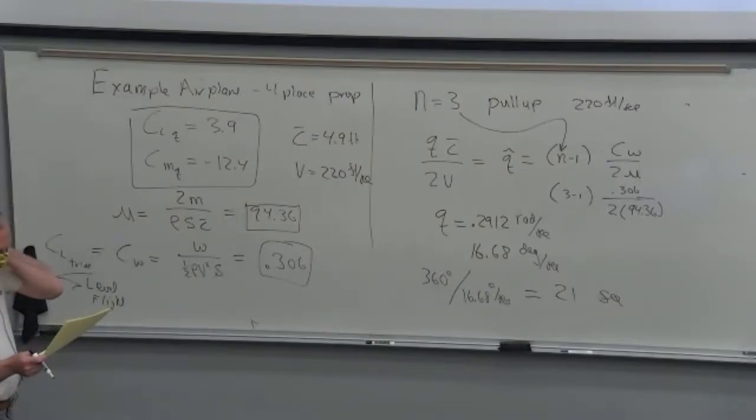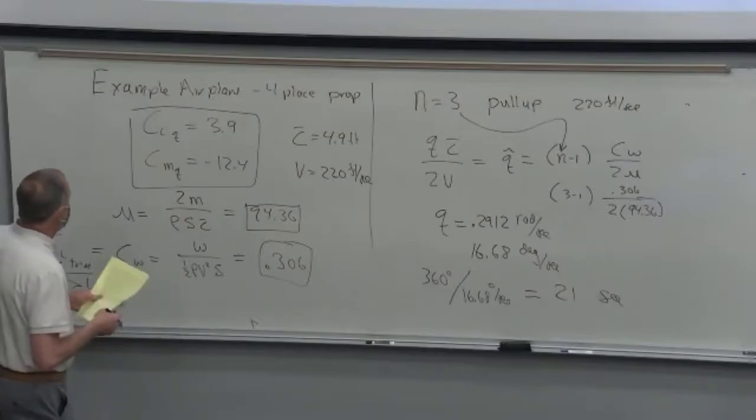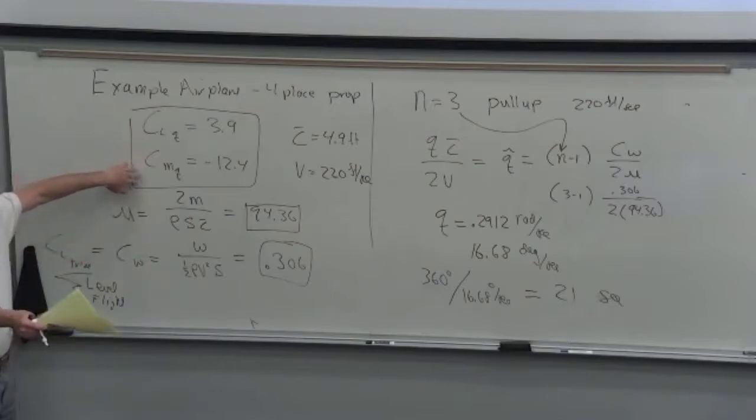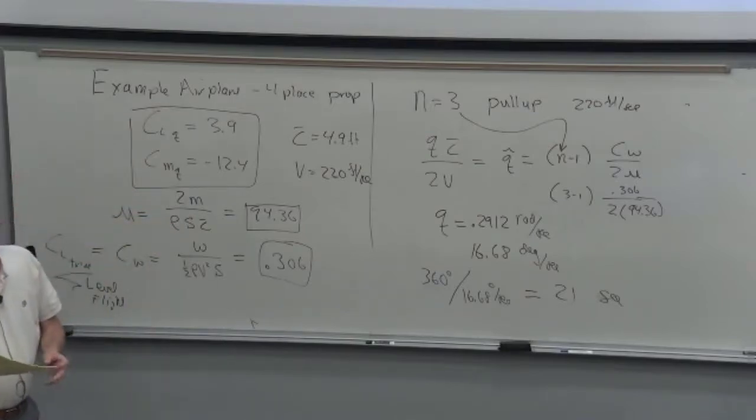All right, so the last thing we want to do with this is calculate how many degrees of elevator per g. So we're going to calculate delta E over n minus 1. So the data we need for that is CLQ and CMQ, and the determinant, and CM alpha and CL alpha. So get these numbers down on your paper, then we're going to switch to the other board. I'm going to give you the other numbers that we had from before, and then we'll calculate.